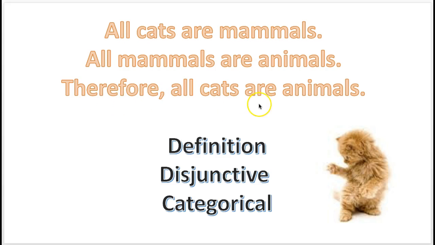Therefore, all cats are animals. What form does it have? A definition, a disjunctive syllogism, or a categorical syllogism? The answer is, that's right, the argument is a categorical syllogism.